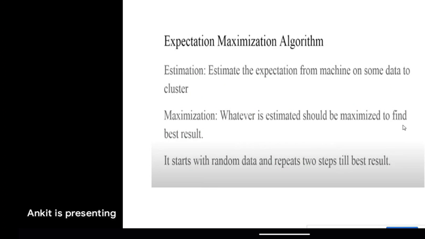that output. Okay, so in this video we clearly show that there are two steps. One is estimation and the other is maximization. In estimation, we estimate our expectation from machines on some data, and in the maximization step, whatever the estimated value is, it should be maximized for better results, right?